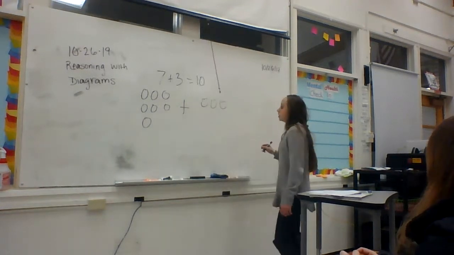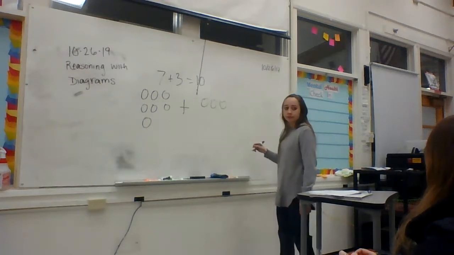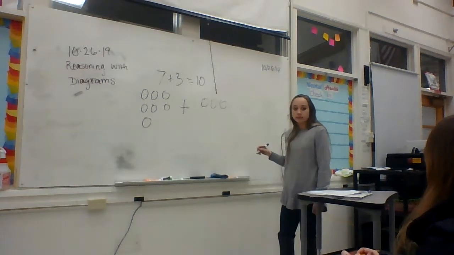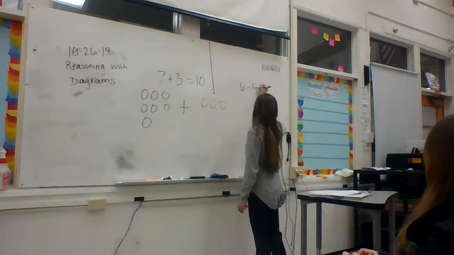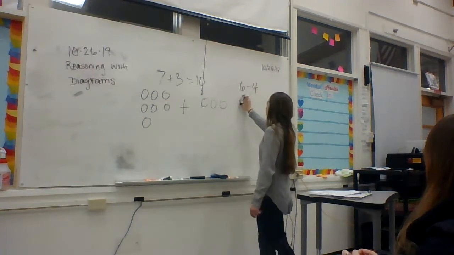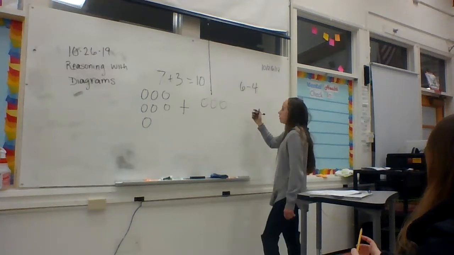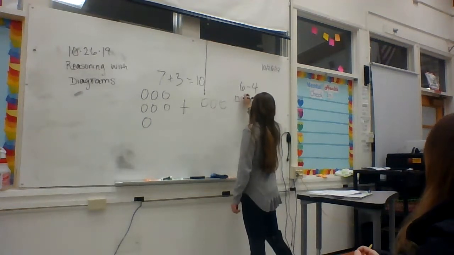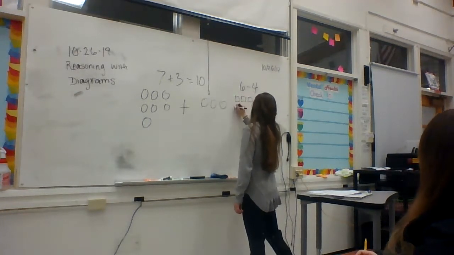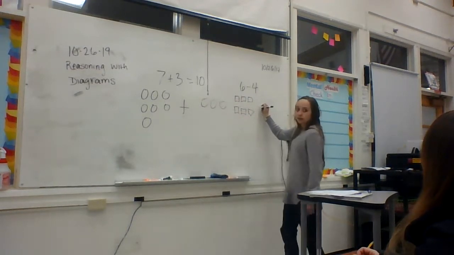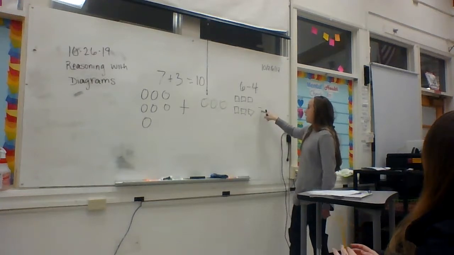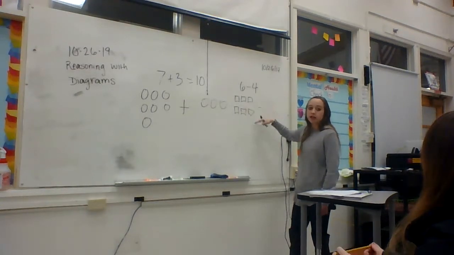Okay, let's do a subtraction one. Got numbers? Let's do 6 minus 4. Okay, how many circles am I going to need? Or squares? Let's do squares. 6. Going to need 6 squares. 1, 2, 3, 4, 5, 6. Whoa, that's not a square. Okay, then we're going to put our subtraction sign because we have to have our operation symbol.